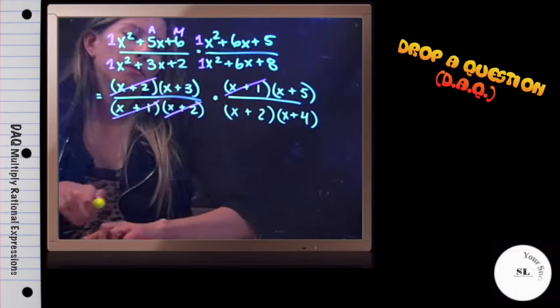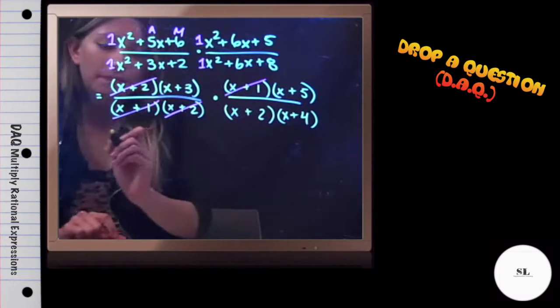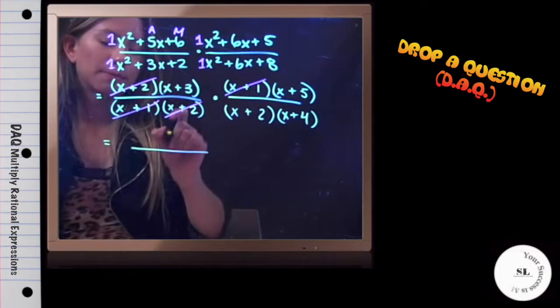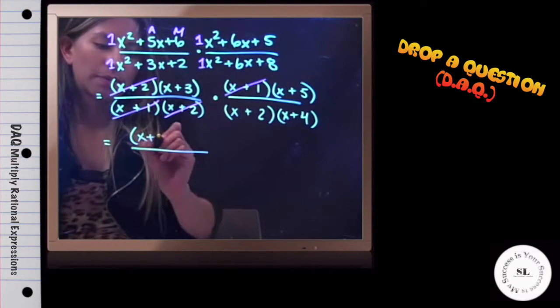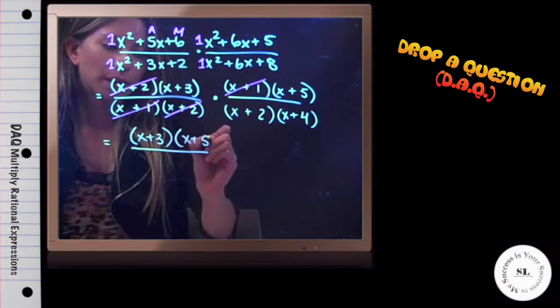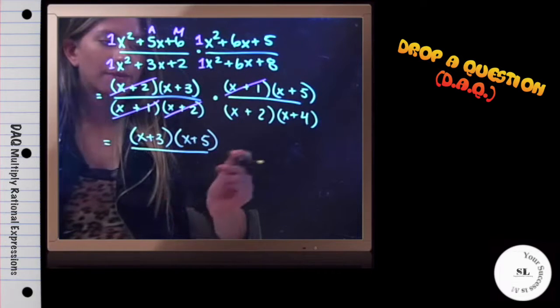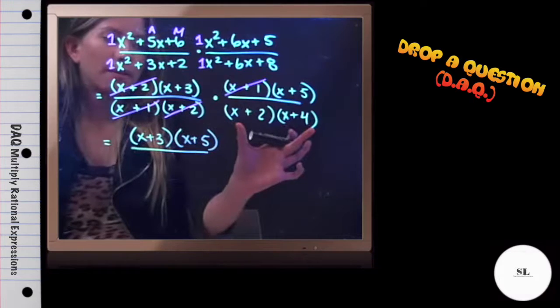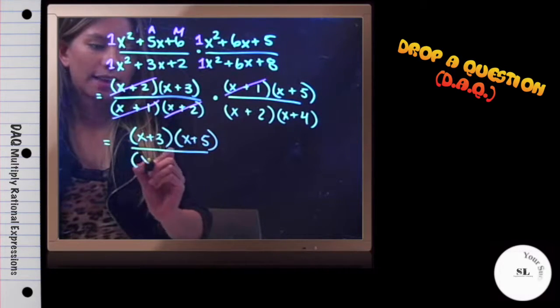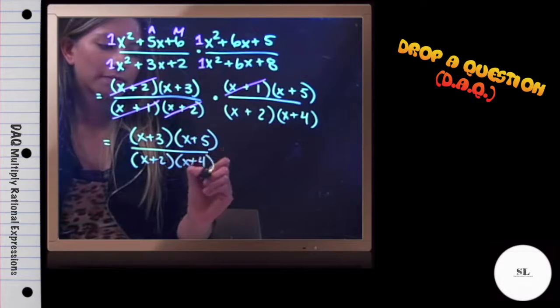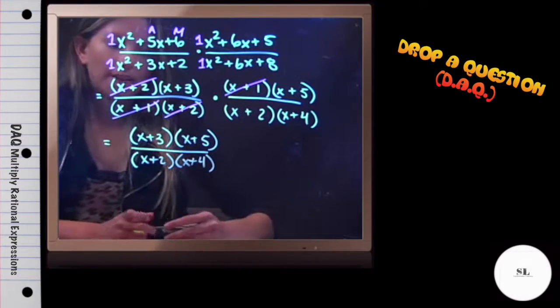Once I've canceled out as much as I can, I rewrite whatever's left over. x plus 3 from the first fraction and x plus 5 from the second fraction were my leftover numerators. And from my denominators, I canceled out everything in the first fraction, but my second fraction still has x plus 2 and x plus 4. And that's my most simplified answer that I can get.